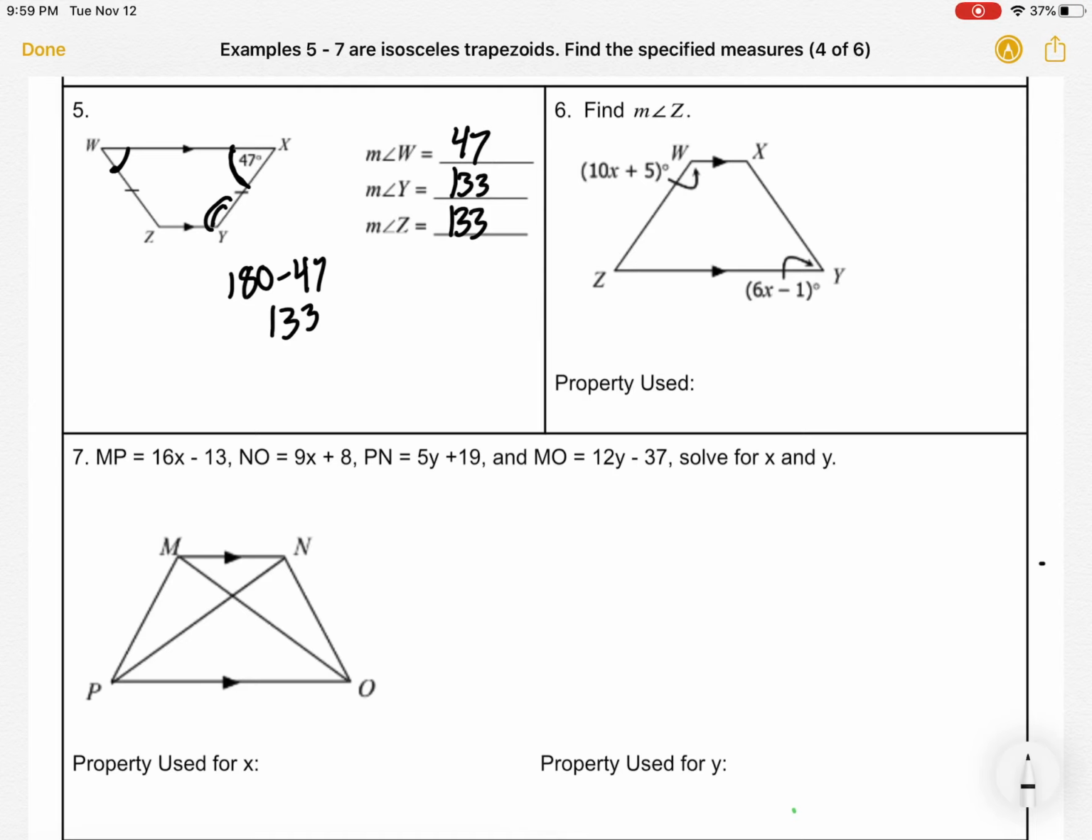So number 6. So I didn't really necessarily spell this out. So W is the same as X. Z is the same as Y. So that means since W and Y are not the same, you have the good guess that they would add up to 180.